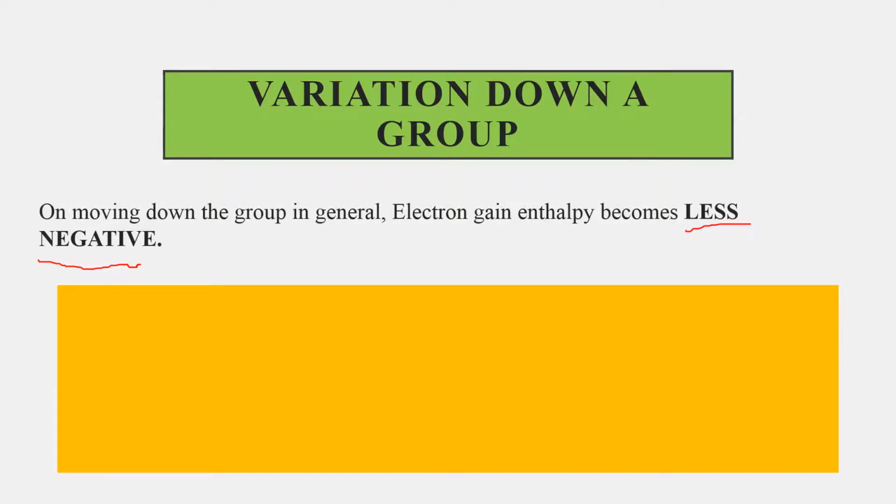On increase in atomic size, as I already discussed, electron gain enthalpy depends upon atomic size, and as the atomic size increases, the value of electron gain enthalpy becomes less negative, because the holding capacity of the nucleus for the electron decreases. Due to this the value of electron gain enthalpy becomes less negative, because less energy is released on moving down the group.